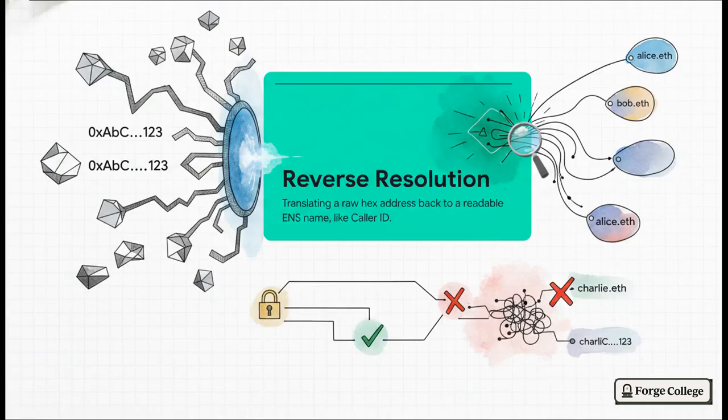Which brings us to reverse resolution. Think of this kind of like caller ID, but for Web3. It's the process of translating a raw hex address back into a human-readable ENS name, so your UI looks super clean and friendly. But watch out, because there's a major trap here: mismatches. A user might own a name, but they might not have properly set the reverse records.